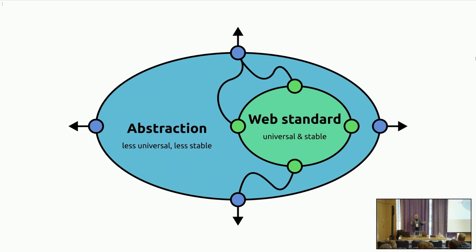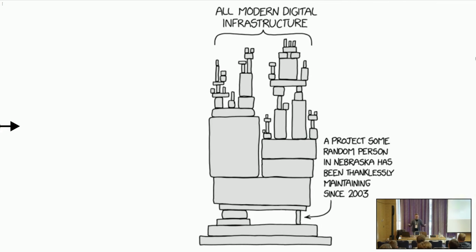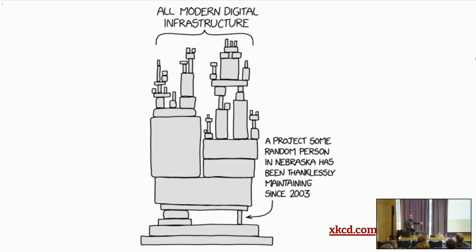Now, this doesn't mean that the abstraction layer isn't useful, because abstraction is useful. It's more or less the only trick we have in software development. But I mean, you know this diagram.